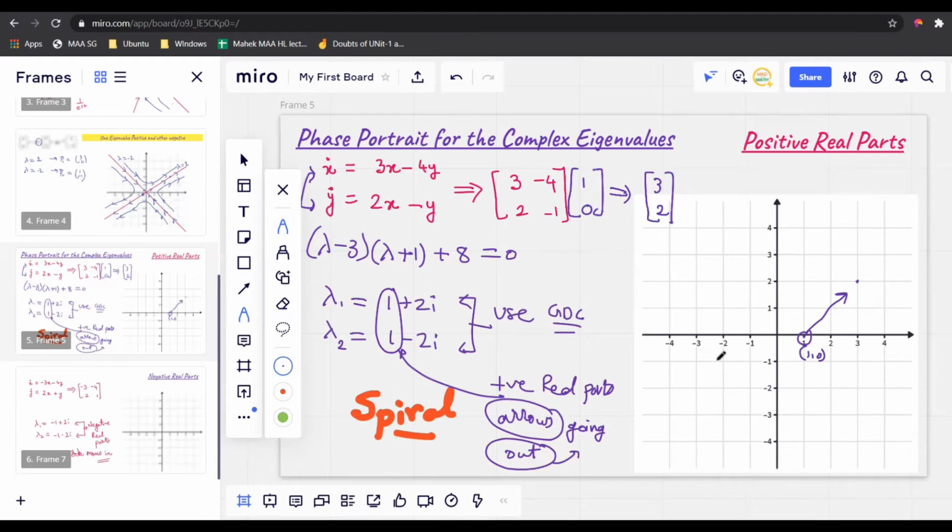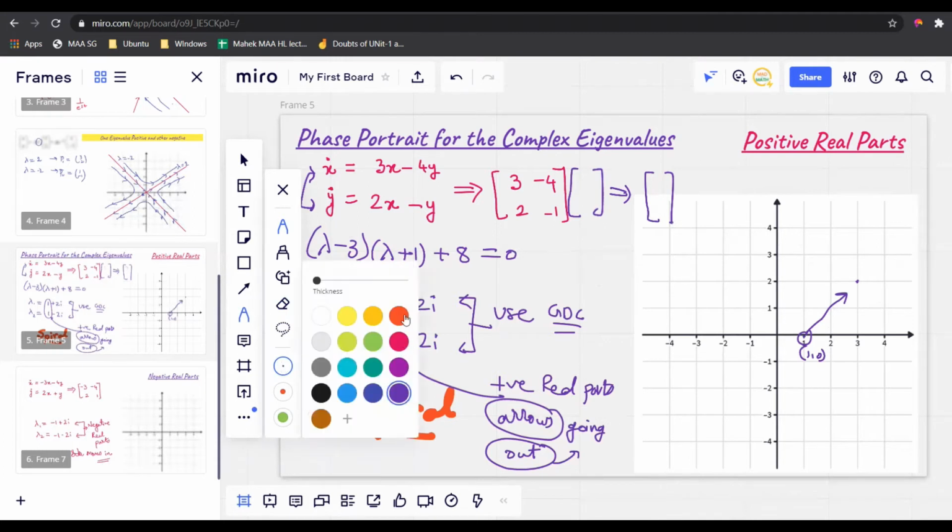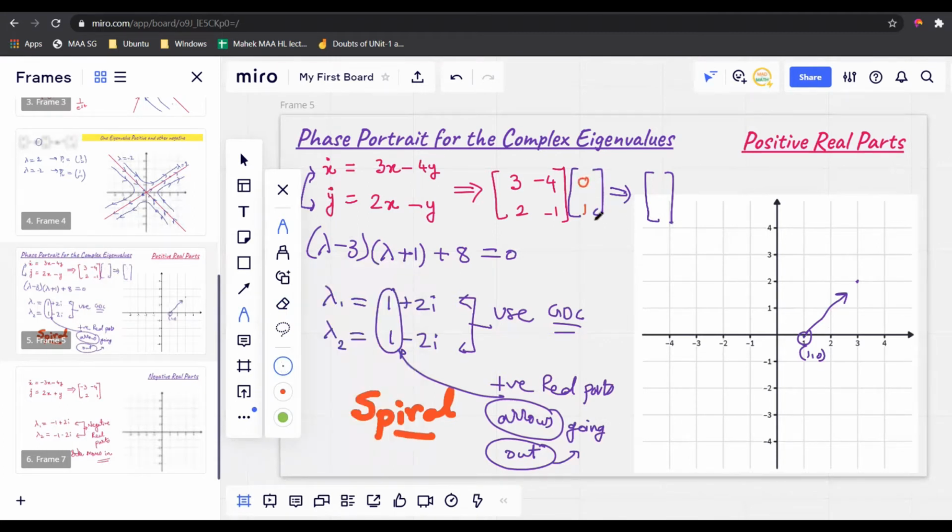If you want to make it more obvious, you can think of other values. Let us take (0, 1) instead of (1, 0). Let's see how this behaves. Multiplying this, the answer we get is (-4, -1), somewhere here. Even this shows the direction is anti-clockwise. Okay, yes. So now let us draw this spiral.